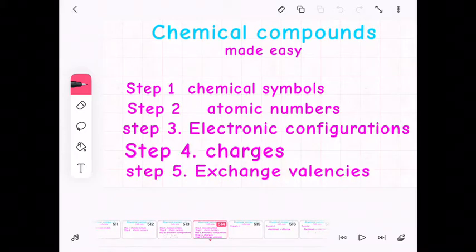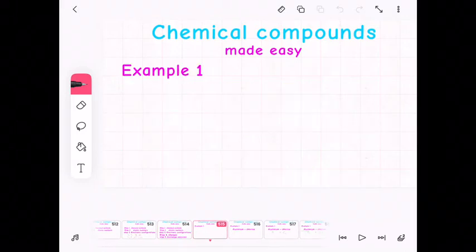Step 4 is figuring out the charges. Once you know the electronic configuration, that won't be too difficult. And finally, step 5, you exchange the valences. Let's try one example and see how we are going to go about this.